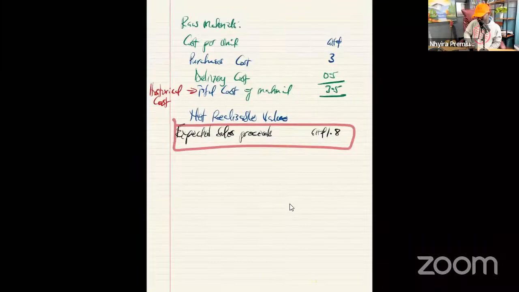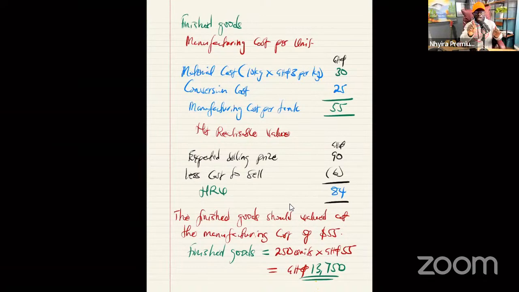Remember, the examiner didn't say calculate closing stock of finished goods. The examiner says calculate the closing stock of the inventory. So you have to bring in both finished goods and the raw material, but that is the closing stock of the finished goods, at the lower of cost and net realizable value.